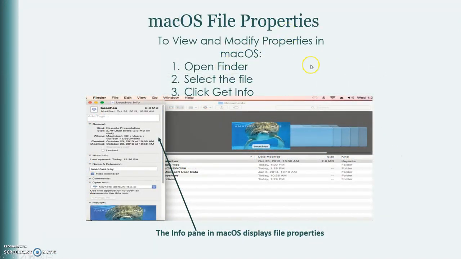Mac OS file properties. If you want to view the file properties in Mac OS, it's basically the same thing. Open up Finder, select the file, and then choose Get Info. So instead of Properties, you're looking at Get Info. This is going to open up this info pane right here, where you can view and change some of the file's properties. So things, again, like the file name, sharing permissions, all different kinds of things like that.